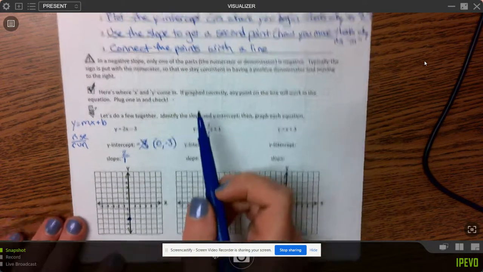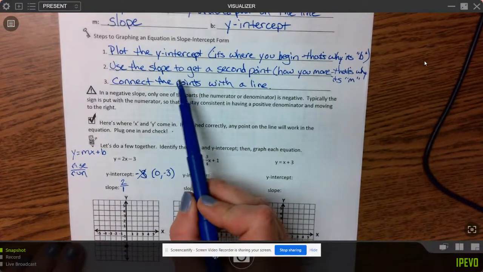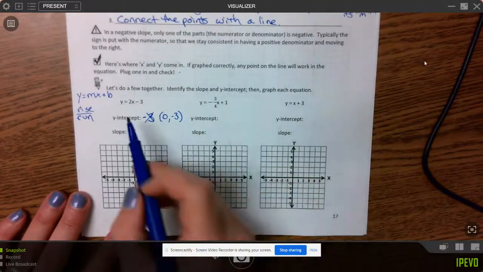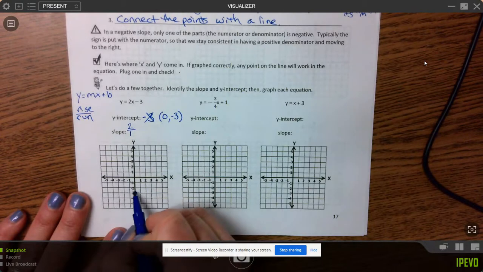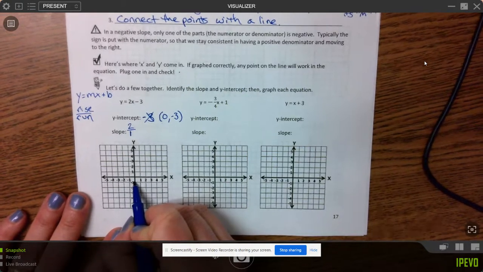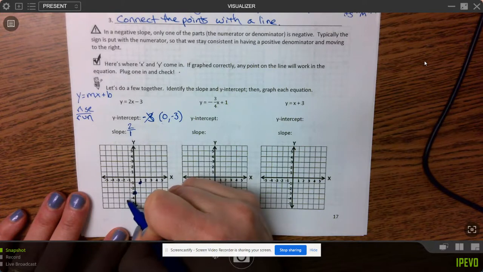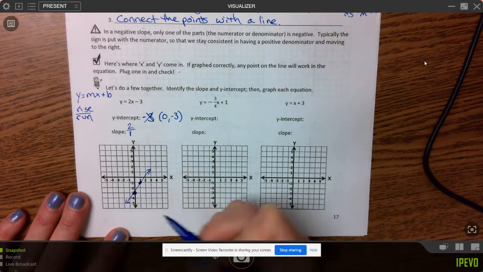And then our second step is to use the slope to find our second point. Our slope is the rise, a positive 2, so we're going to go up. And our run is 1, so we're going to go over 1. We're going to draw our line, putting our arrows on.